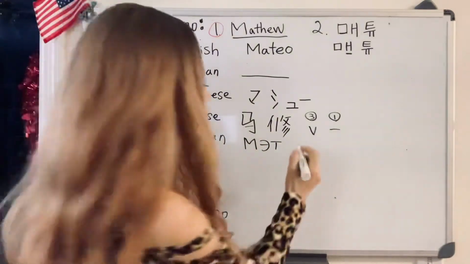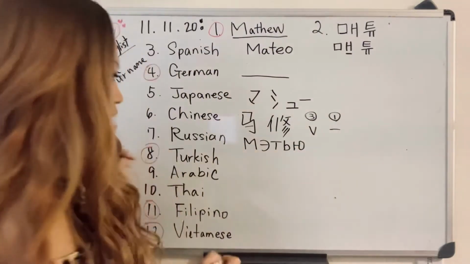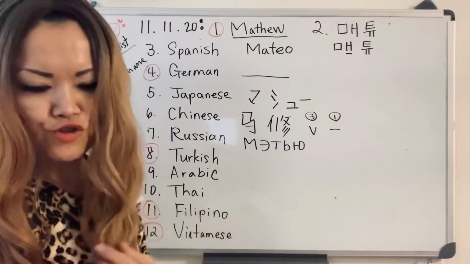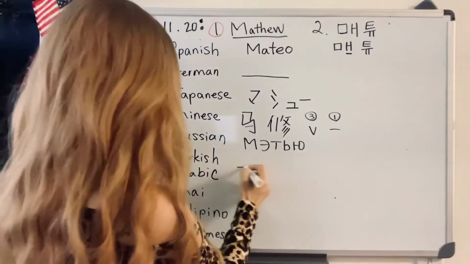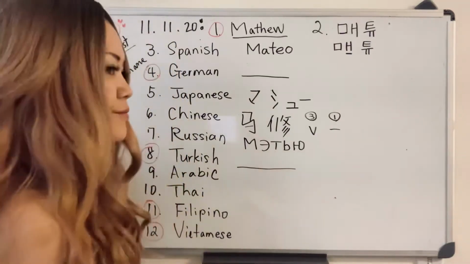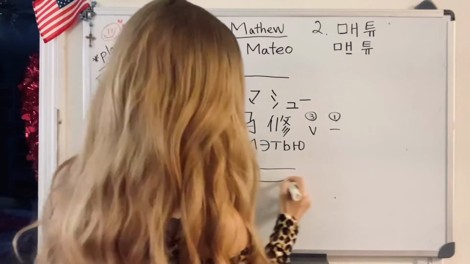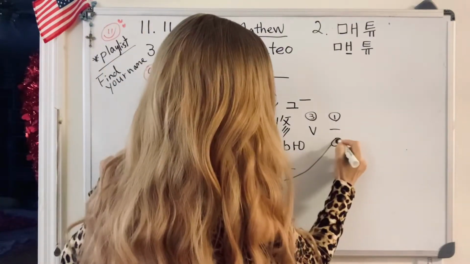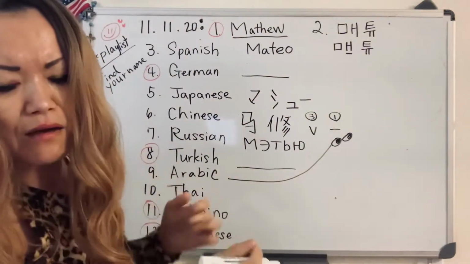Matchu. Matthew. Good. Turkish. Matthew. Same, so I'm not going to write it. Let's go Arabic. Arabic is one number, number 9. Alright, let's follow the one. This one is an eyeball. Matthew. Matthew is Arabic. I love Arabic.